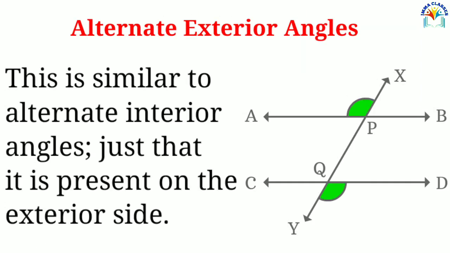Number 2. Alternate exterior angles. As you can see in the GIF, there are 4 exterior angles present on either side of the transversal. The angles in green color are called alternate exterior angles. Also, the angles in blue color are called alternate exterior angles. As you expect, the alternate exterior angles are equal in measure.